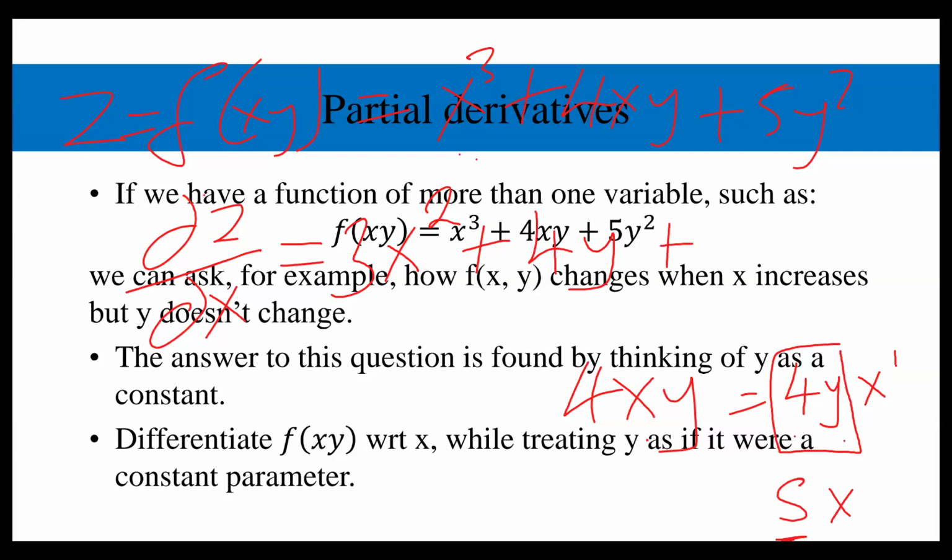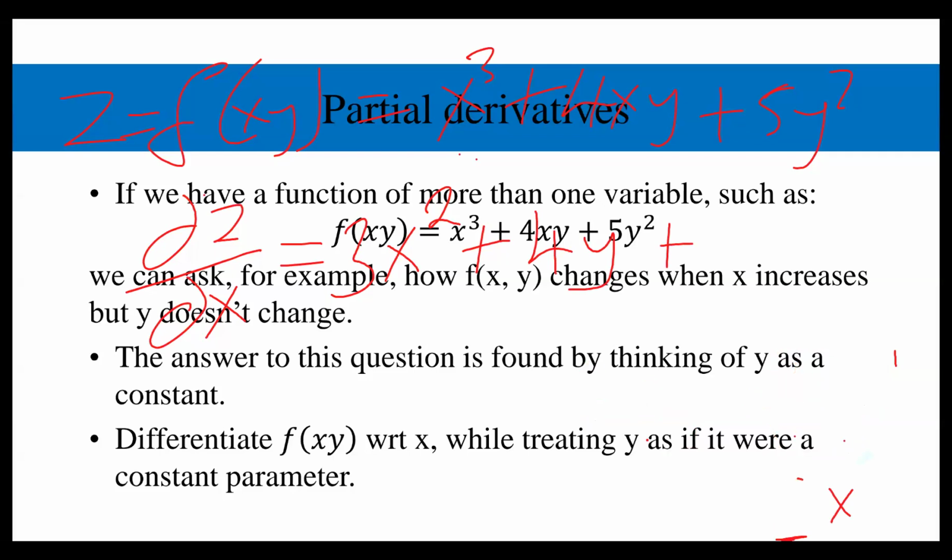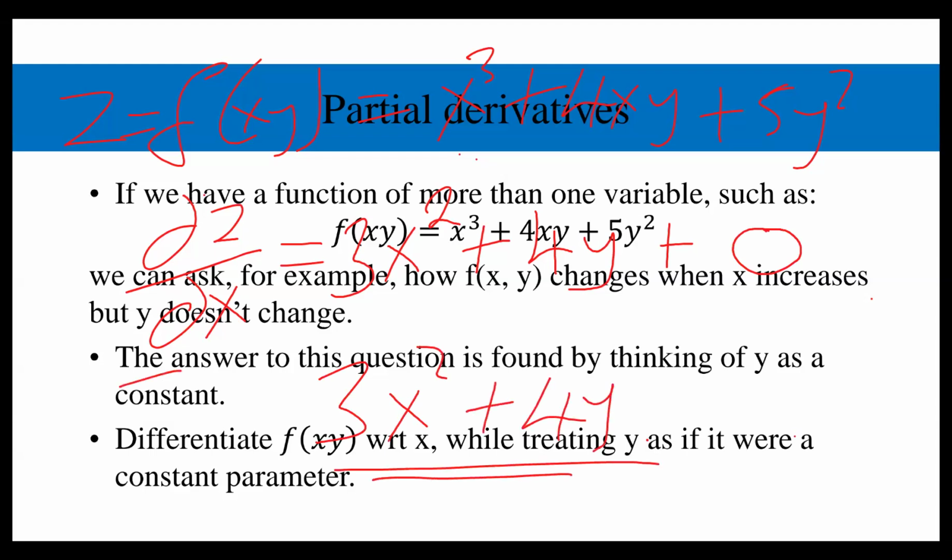And then we have plus c. We are differentiating the entire function with respect to what? To x. When you have 5y squared, 5y squared is a constant in this case because it doesn't have x. So it's regarded as 0. So you shall have 3x squared plus 4y as the partial derivative of z with respect to x, or the function differentiated with respect to x. We're not done finding the answer.